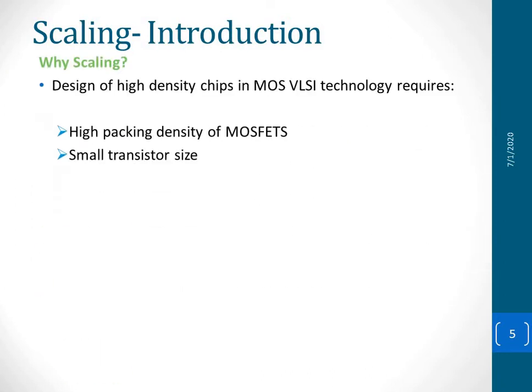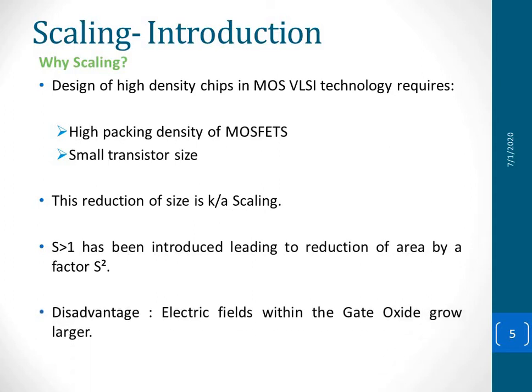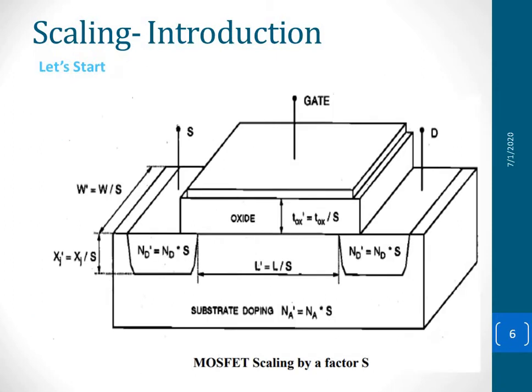So why scaling? Design of high density chips in MOS VLSI technology requires high packaging density, as I said, and a small transistor size. This reduction of size is achieved by scaling, where S is a scaling factor. If the scaling factor S is greater than 1, it leads to a reduction of area by a factor S squared. The disadvantage is that electric fields within the gate oxide grow larger. So let's start with the MOSFET scaling factor.